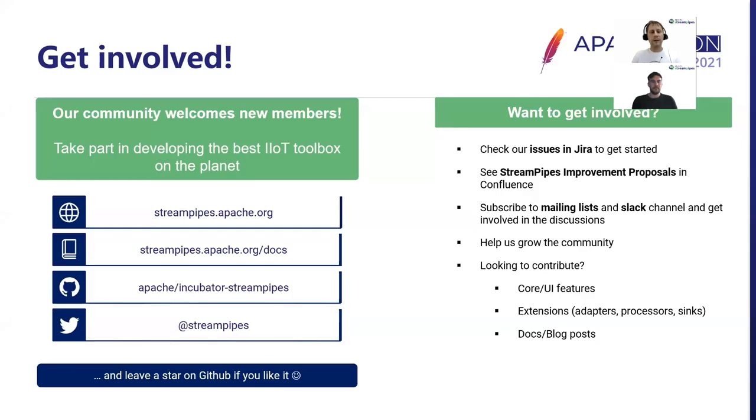Now to summarize, we would like to welcome you to our community, invite you to become part of our community. Apache StreamPipes is a cool group of people who would like to develop a very cool IIoT toolbox. And if you want to get involved, there are several ways. We have a large set of different things where you can help and support, like contributing to UI features, to the core, to extensions, writing new processors or things for third-party systems. Also non-code contributions are very welcome. So here you can find some links. Get in touch with us. We are happy to help, and we hope that we will see you on our mailing list.